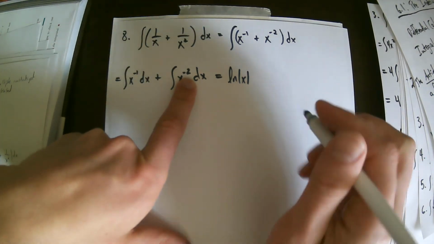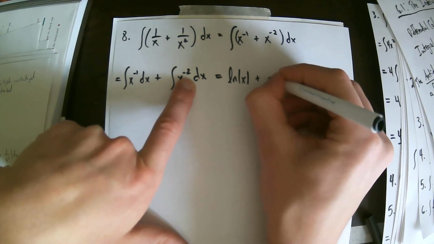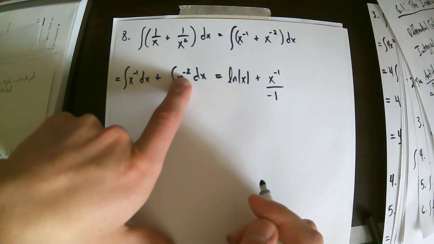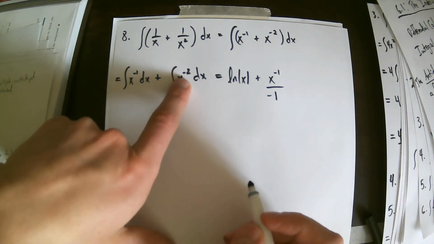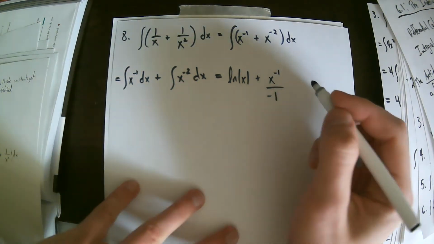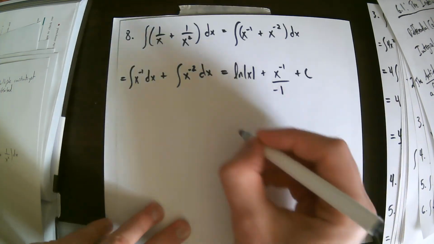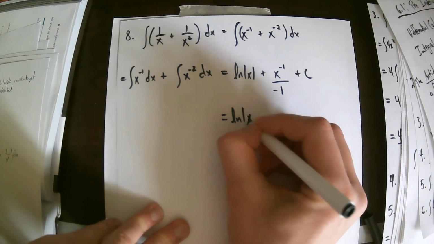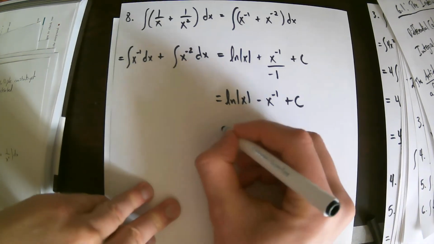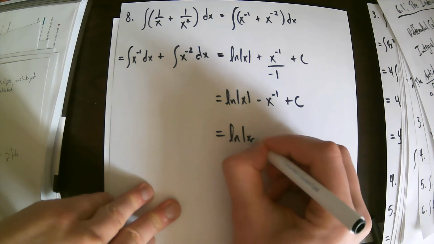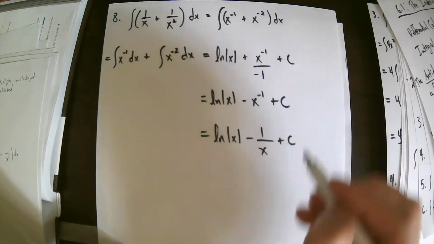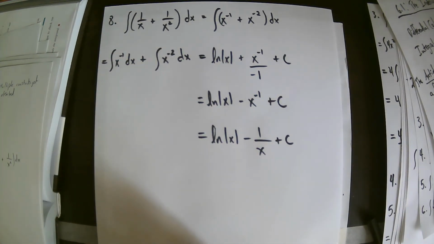Now here n is negative 2, so I'm going to have plus x to the negative 1 over negative 1. Adding 1 to negative 2 gives me a negative 1, and that coefficient should match in the denominator here. This can clean up a little bit to ln of absolute value of x minus x to the negative 1 plus c, or if you wanted to write it as a rational function, ln of absolute value of x minus 1 over x plus c. Of course, the plus c is just that constant of integration that's carrying along.